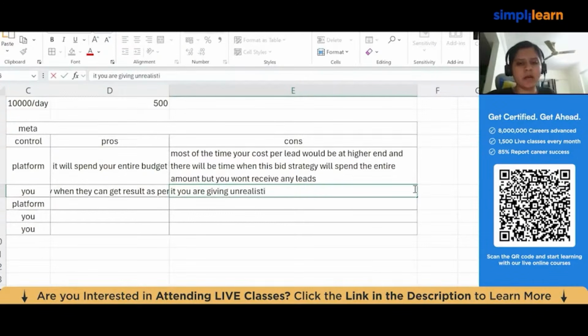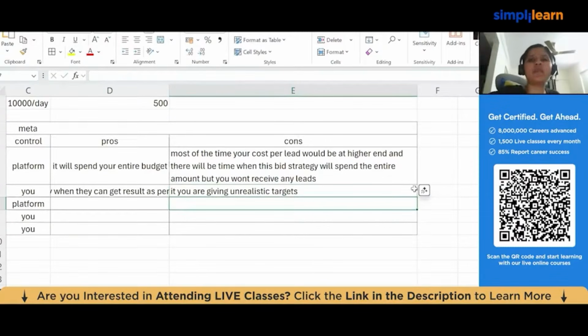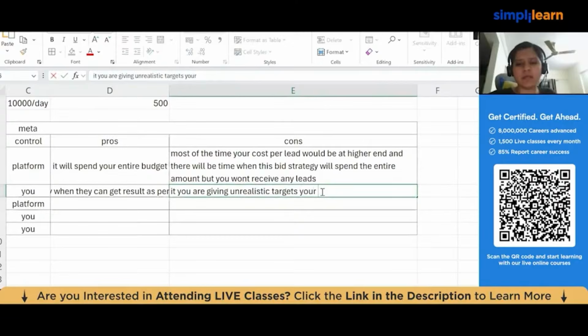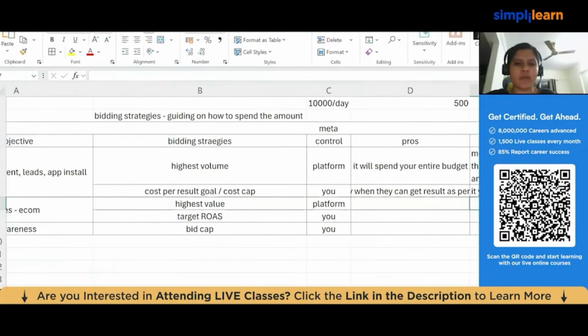But now the negative point would be that if you are giving unrealistic targets, okay, let's say if you tell Meta I want lead but I can pay only 10 rupee per lead, that is an unrealistic target, right? Even the target that you give to the platform should be as per your industry benchmark. If you give an unrealistic target, your campaign would never spend. This one is for your e-commerce brand.